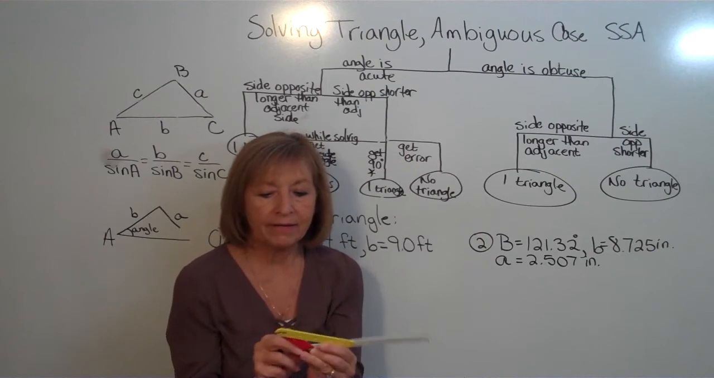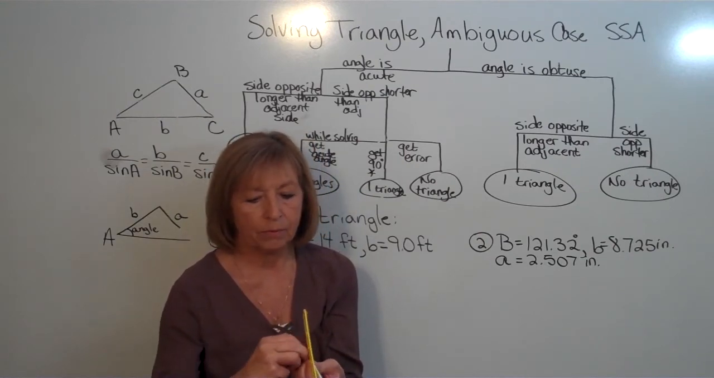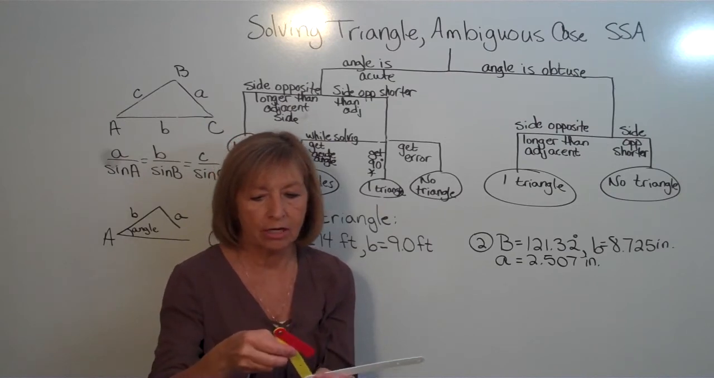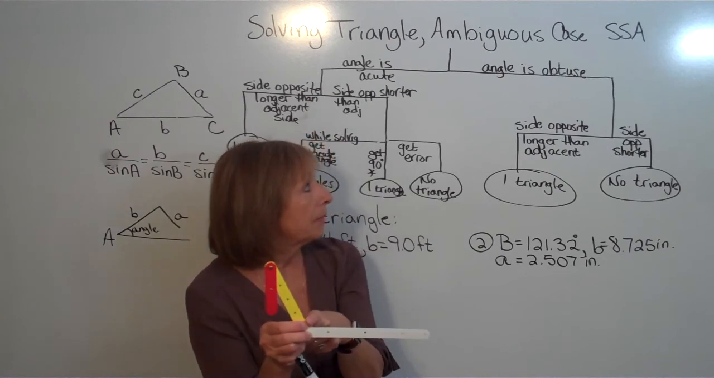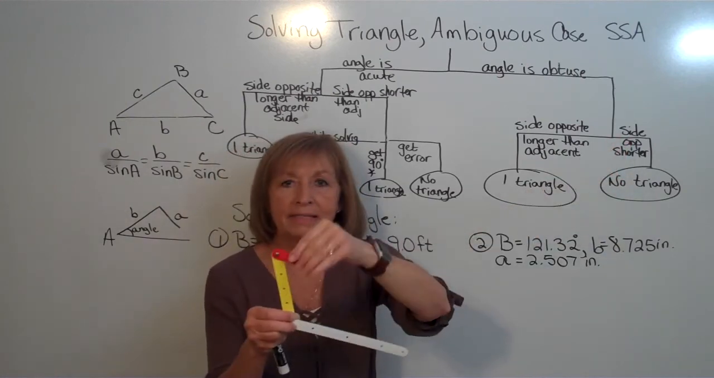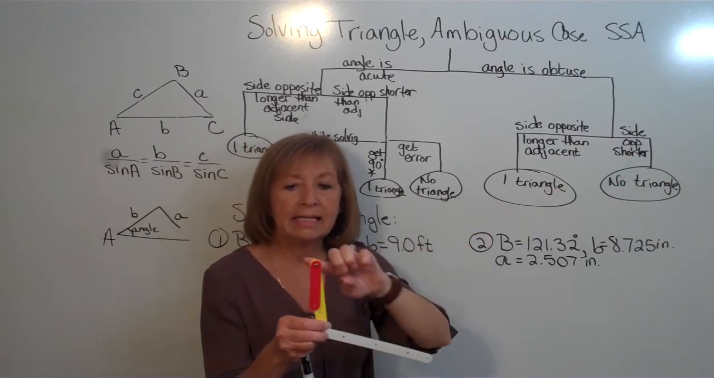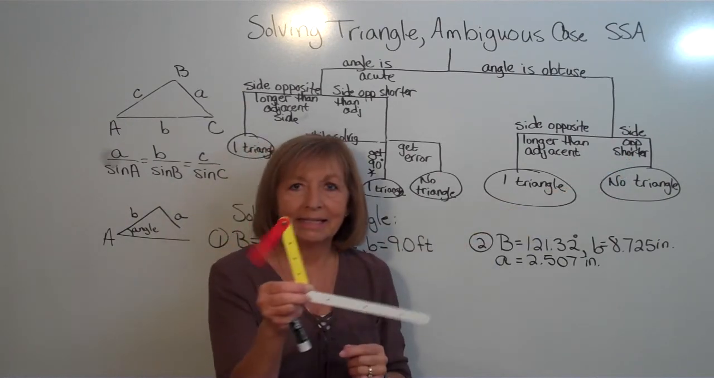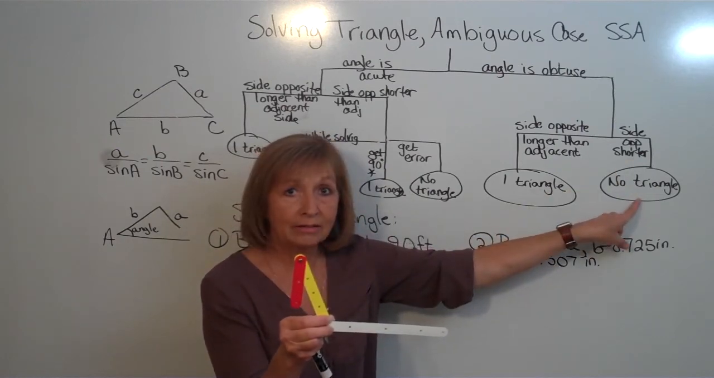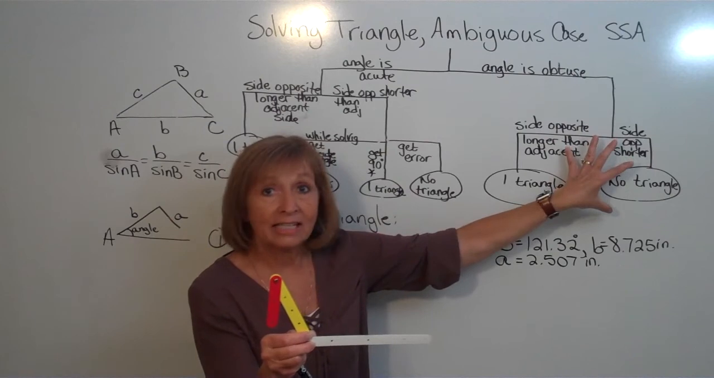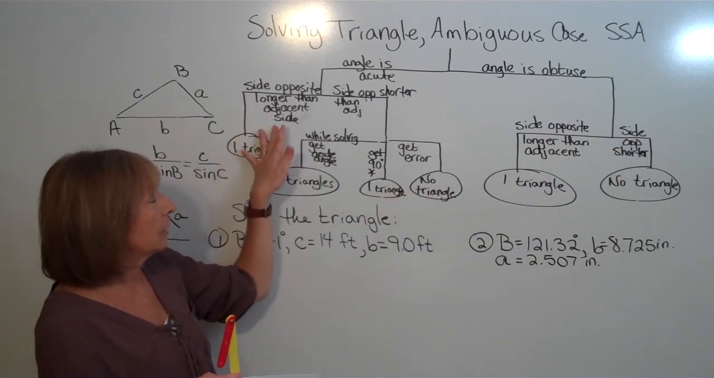Now, if I go back to my setup where the adjacent side is longer, so the angle is obtuse, I have to hold this bigger than a 90-degree opening. If the side opposite, this red side, is shorter than the adjacent side, then it doesn't make a triangle. So there's no triangle at all. And again, with these, I can just look at the numbers.